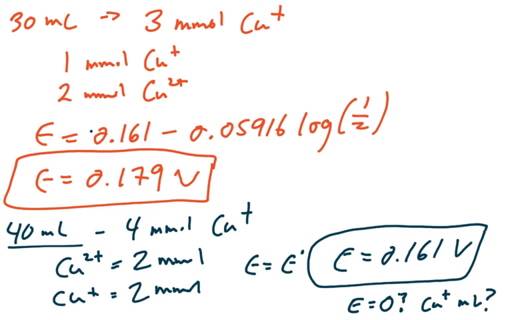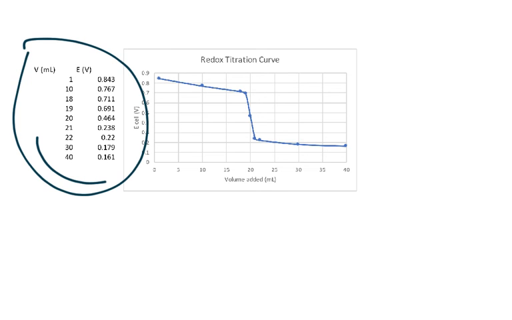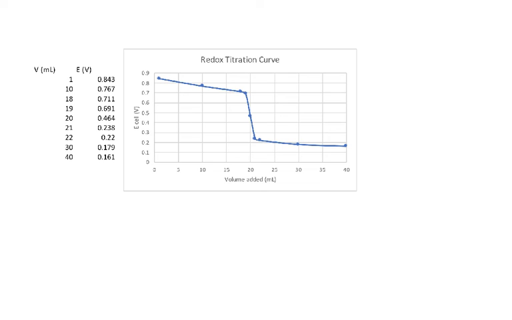Okay, so let's take a look at a summary of all this. Whenever you have data like this, right, you should probably plot it. Visualizing your data is one of the first things you should almost always do with it. So here, I've created a redox titration curve of the data that we just came up with, and we have that typical titration curve look to it. And so right here at 20, right, is the equivalence point.